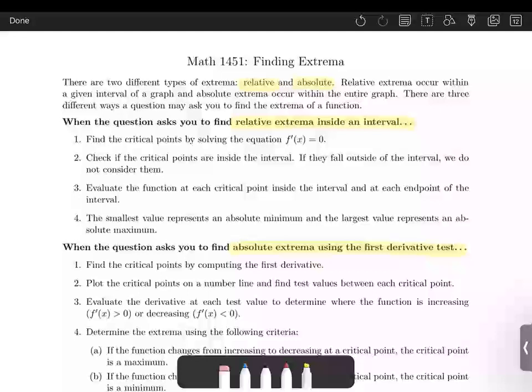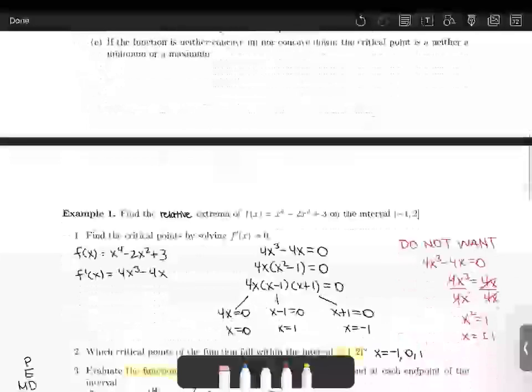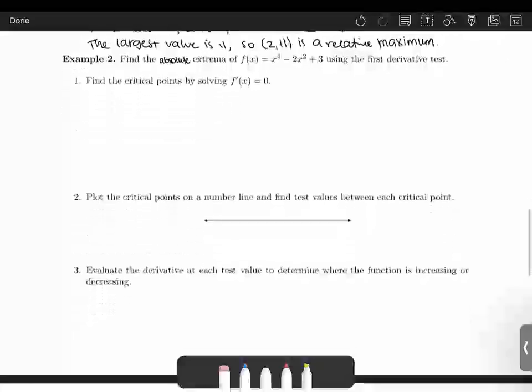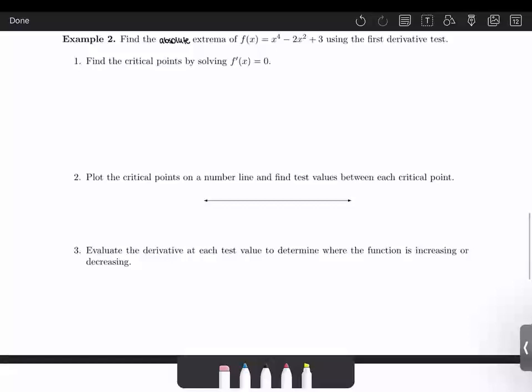So remember that absolute extrema do not restrict to a specific part of the graph, but they look at the entire graph. So we're going to just immediately come down to example 2. If you missed example 1, you can go back and find that video. So we're finding the absolute extrema of a function, and this question specifically tells us to use the first derivative test. Keep in mind, your question may or may not tell you to use the first or second derivative test, and if that's the case, you can use either.